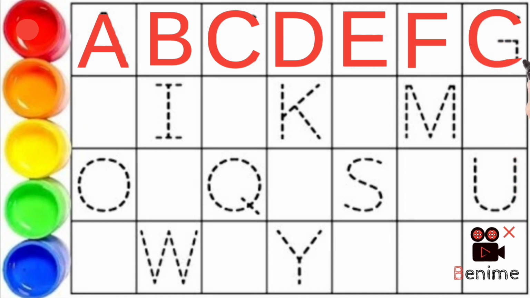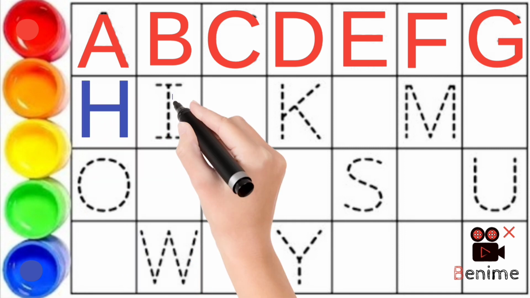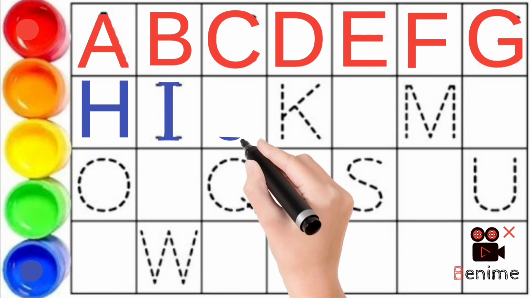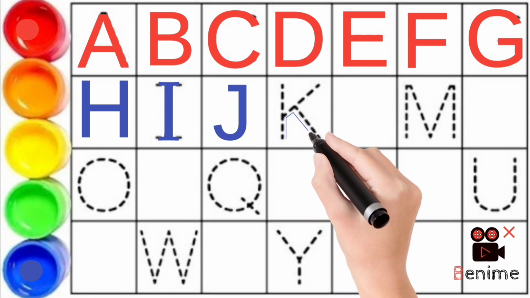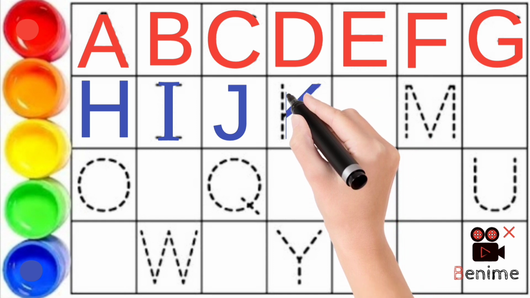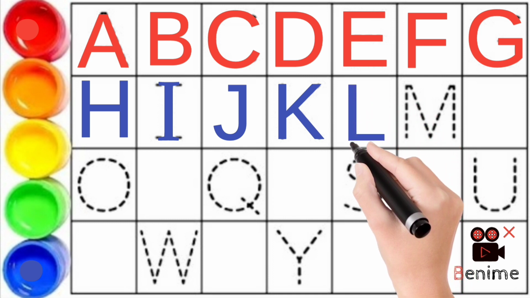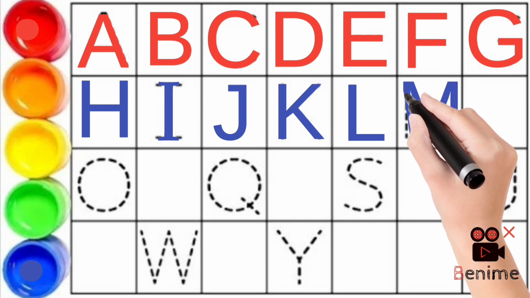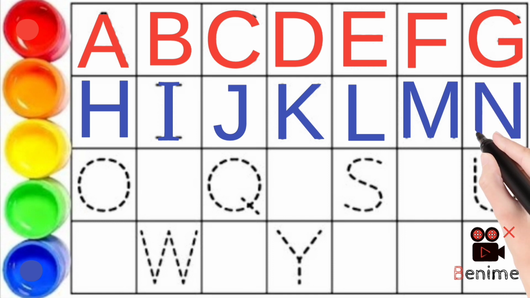G. G for grapes. H. H for hen. I. I for ice cream. J. J for jug. K. K for kite. L. L for lion. M. M for monkey. N. N for net.